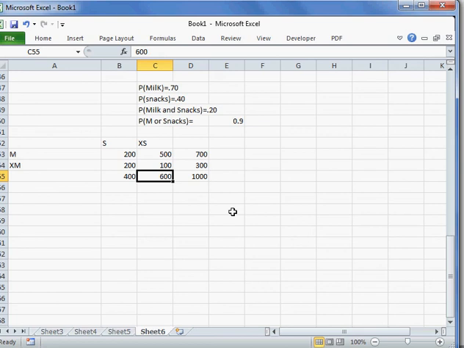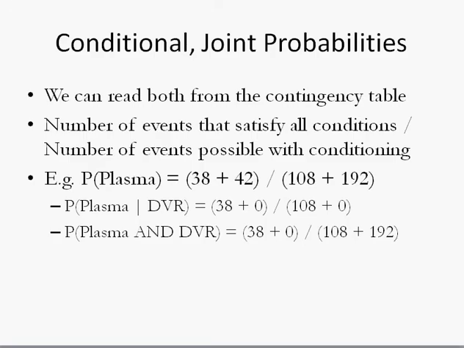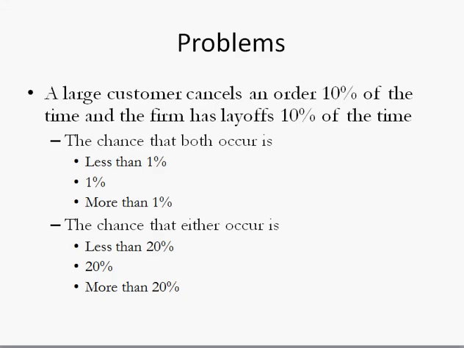All right, so let's turn now and think about how we can consider conditional probabilities and contingency tables and how they map to each other. So suppose I have two events. I have a large customer that cancels an order 10% of the time. So the complement of that is that they don't cancel, which happens 90% of the time. And the firm has layoffs 10% of the time and doesn't 90% of the time. So naturally, both of these could happen. One could happen, the other could happen, or neither can happen.